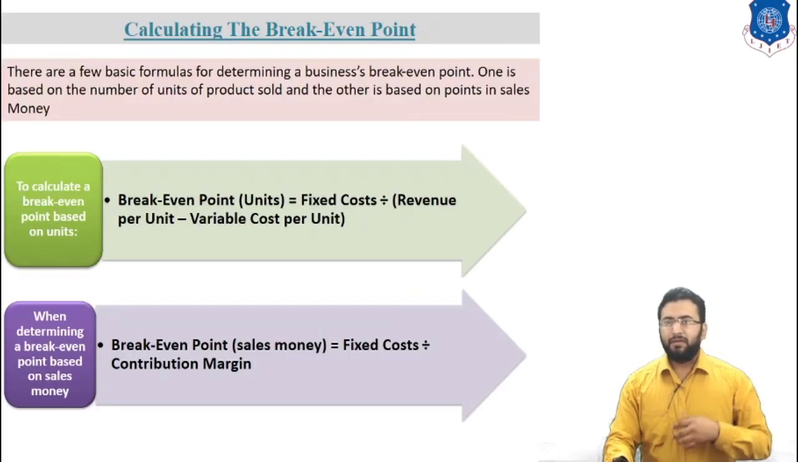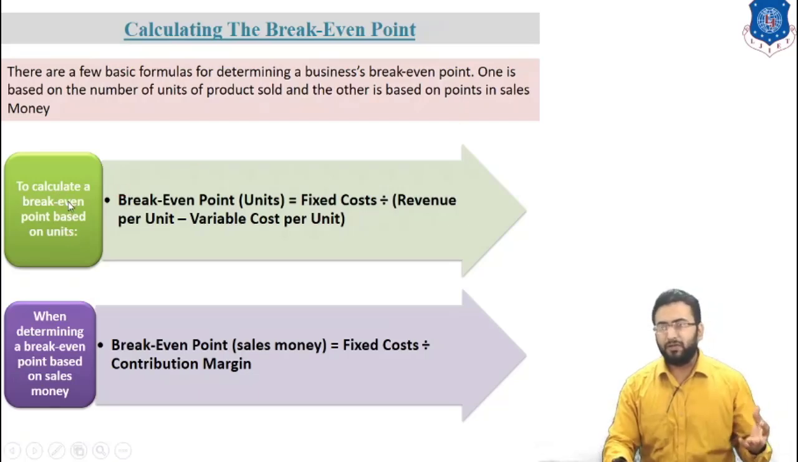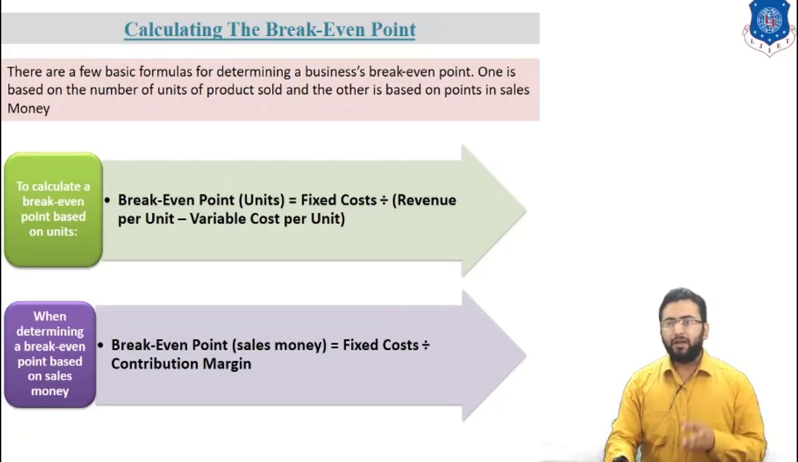Now let's talk about calculating the break-even point. There are basically two formulas for determining it. One is based on the number of units of product sold, and the other is based on sales in terms of money. In terms of units, the break-even point is given by fixed cost divided by revenue per unit minus variable cost per unit, whereas in terms of money it is given by fixed cost divided by contribution margin.